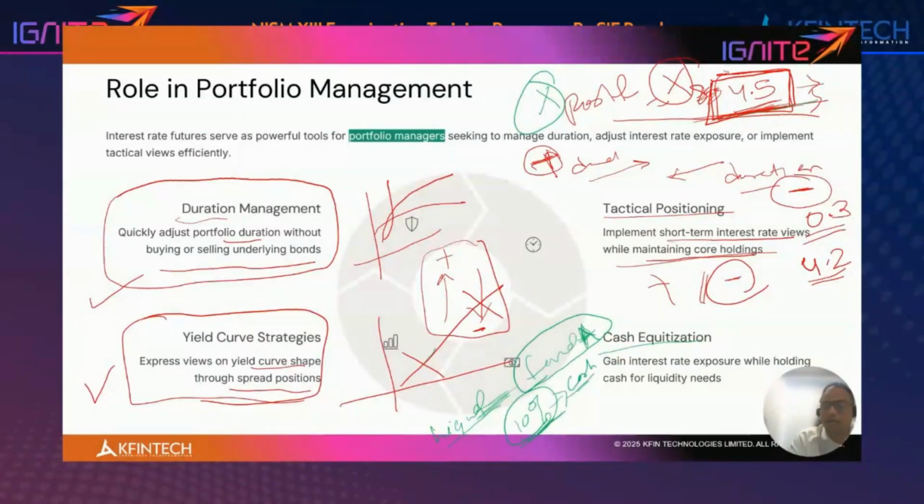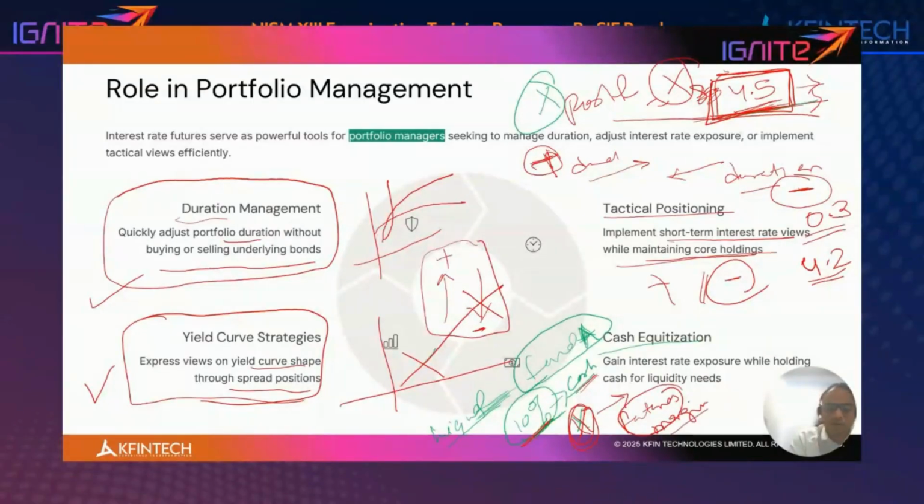Now this cash is not invested in the market. That's why it's not earning any return. So 10% of your portfolio is not earning any return because you have kept it as cash. But what can you do? You can maintain the cash positions in the fund and still enter the market using a futures contract where you will pay only the margin.